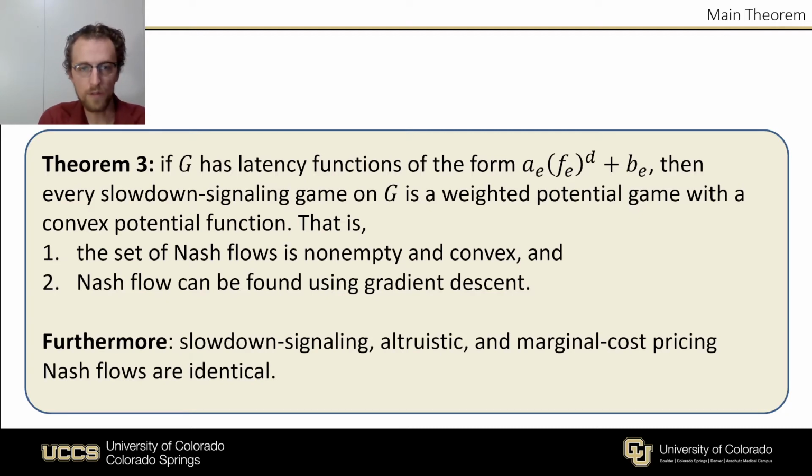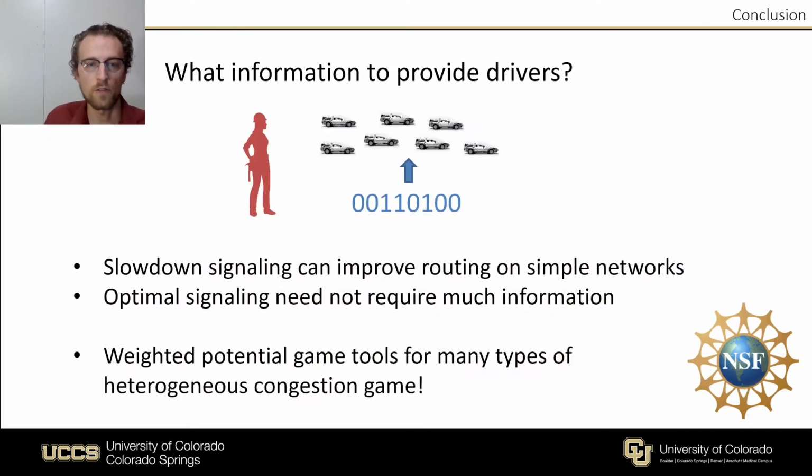So if I give you a slowdown signaling game, there is an equivalent game with an equivalent population that is altruistic that has the same Nash flows. So that means we can use these potential game tools to study Nash flows on those games as well. So this is kind of a powerful result that bridges a bunch of different lines of research.